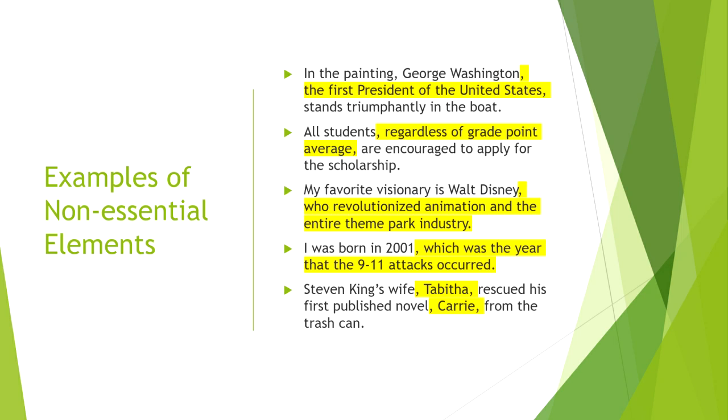And the same is true for the first published novel. Carrie is his first published novel. Nothing will ever change about that. So if I say Stephen King's first published novel, it's always Carrie. So actually naming it is extraneous in this case. It's non-essential. So you need the commas around that.